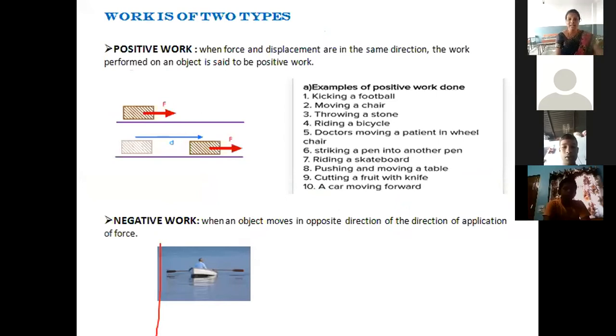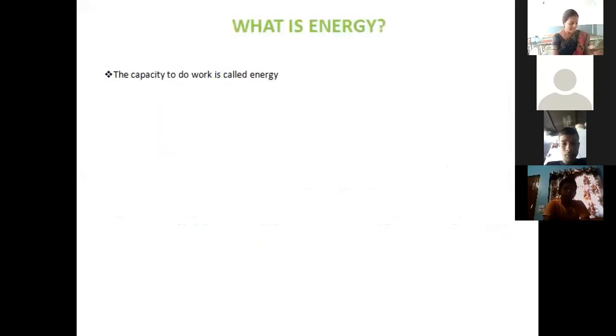See, positive work and negative work. The examples I have told you are kicking a football, moving a chair, throwing a stone, and 10 examples I have given you, children. These are examples of positive work done. See, negative work done is a man rowing a boat. I have already told you on the board. If you want to see the picture, when he is pushing the water backward, he is moving forward. Means there is negative work done because the direction is in the opposite direction.